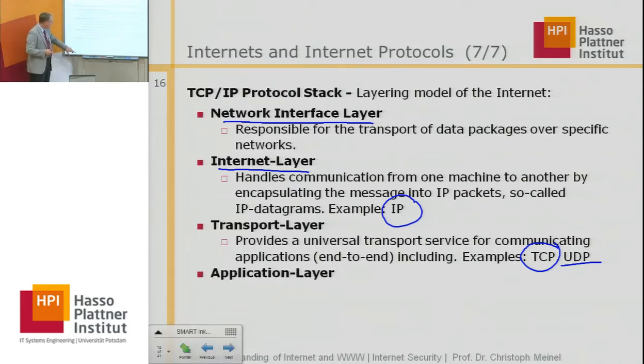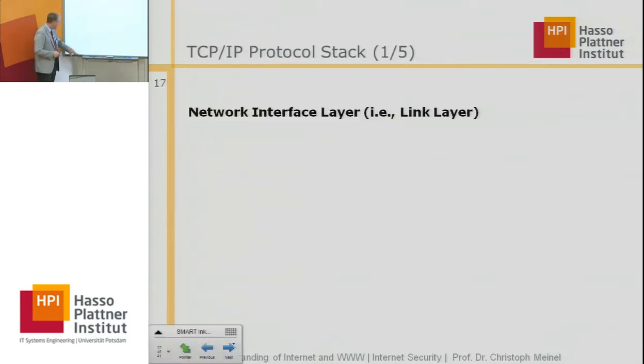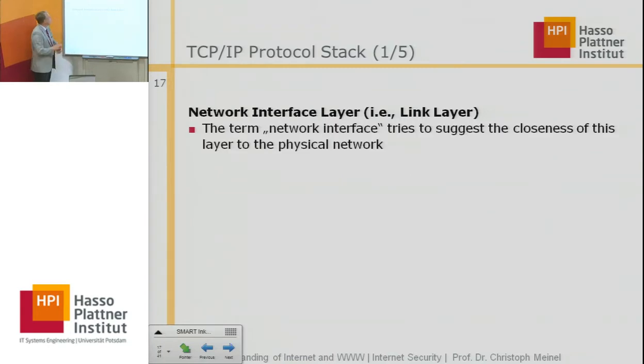And then on top of the transport layer, the application layer, which provides functionality so that services and applications on different computers can communicate with each other by means of the internet protocol. Here we have a lot of different protocols: HTTP, SMTP, FTP, and each of these protocols makes one application possible. HTTP, the hypertext transfer protocol, is for the World Wide Web. SMTP is a protocol that helps to enable email communication, FTP is for file transfer, and there are many application protocols there. Let's have a closer look at the network layer first, sometimes also called the link layer.